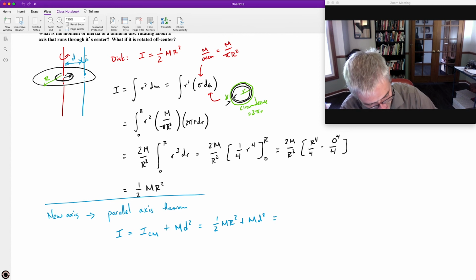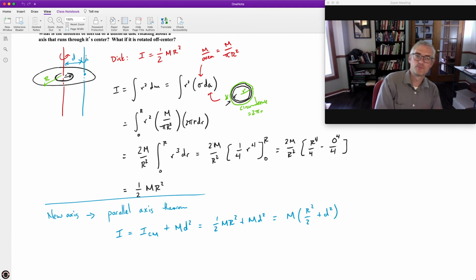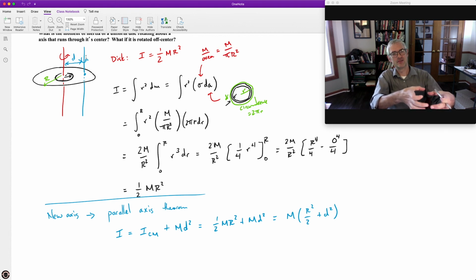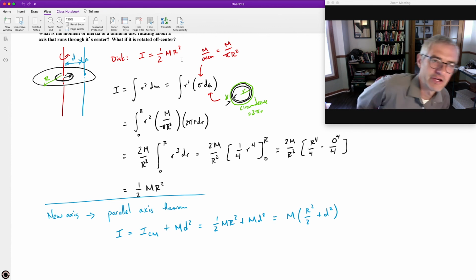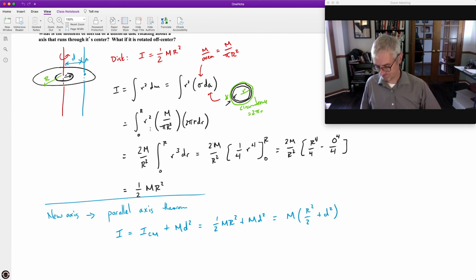You can clean it up just a little bit. M times R squared over 2 plus d squared, same thing. So you plug it in. It becomes a little bit harder to rotate now, right? Your mass is now moving around something that's a little bit further out. That moment of inertia goes up with it. Great.